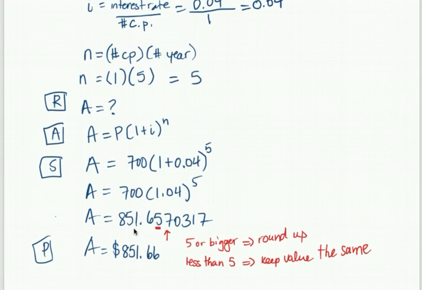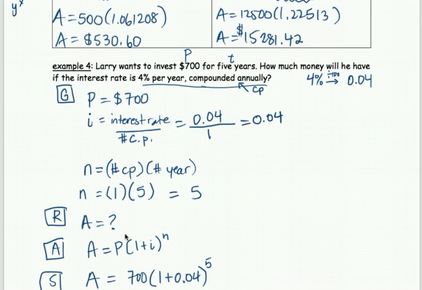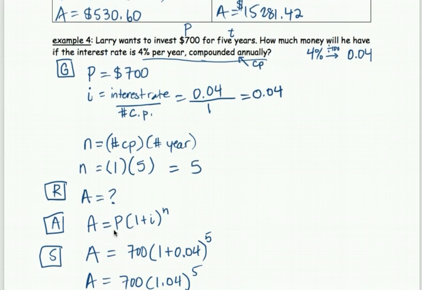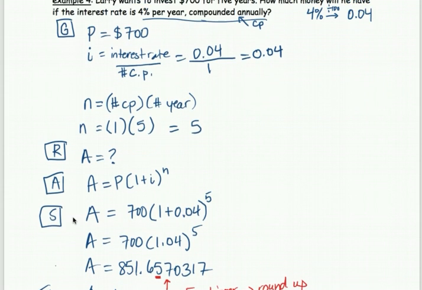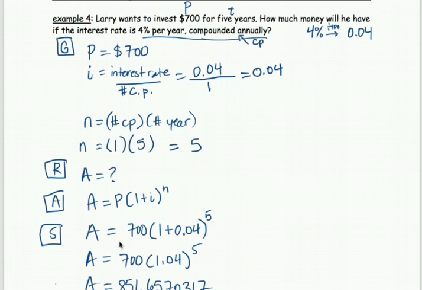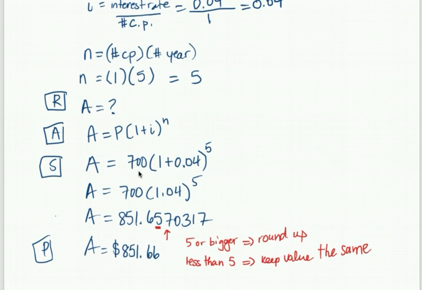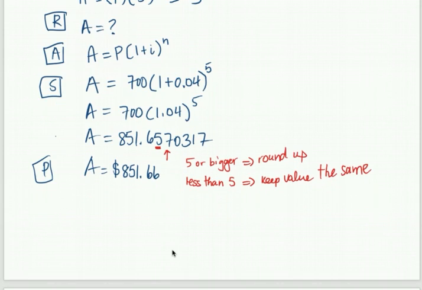Okay, so Larry wanted to leave his money in the bank for 5 years at an interest rate of 4% compounded annually. So in the end, after the 5 years, he's going to have $851.66 in the account when he started with 700. So he made some money. So it's good. All right, so that's what you're doing today.